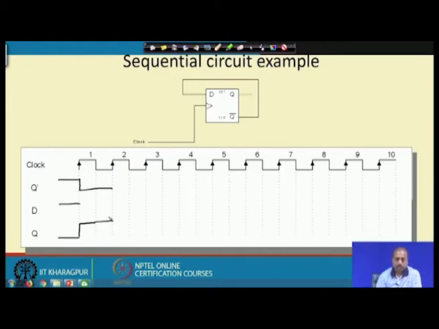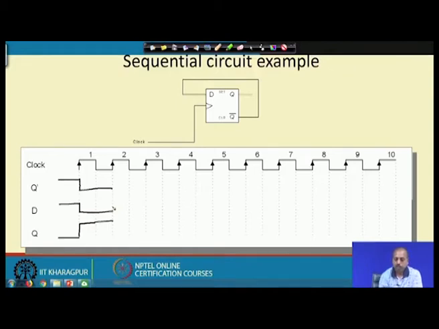Now, at the next clock, what is the value of D? That is equal to the value of Q bar. Okay. So, whenever this Q bar has become low, this D value has also become low. So, at this point this Q bar value is low.